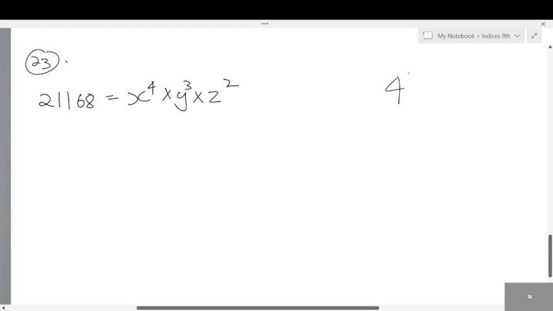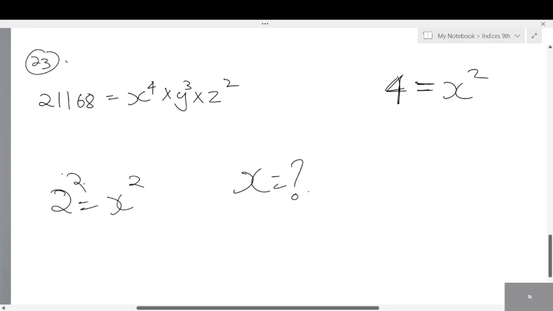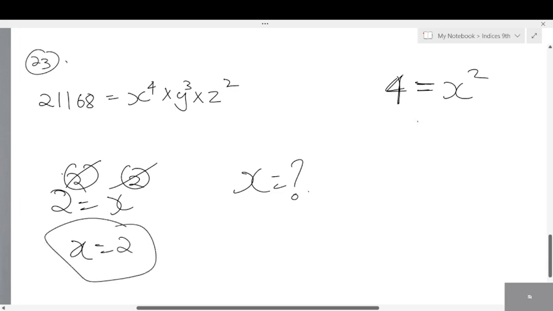Look here. 4 is equal to x to the power of 2. Just imagine this question. It is like this. We need to find the value of x. Where is x, students? Is it in the power or base? Base. So what rule did I tell? If the powers are equal, can we cancel like this? Look here, if the powers are equal, what can be done? So what will be the value of x? 2. That is what you need to do here.